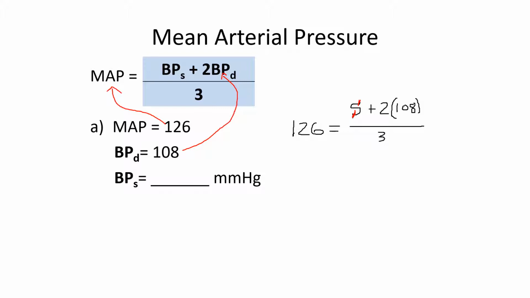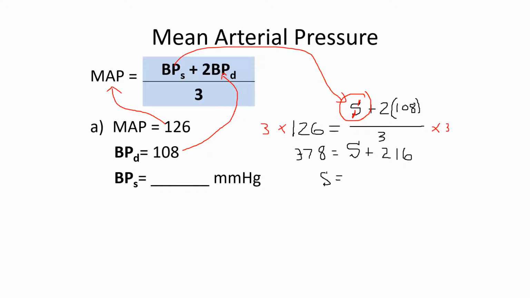You get 126 equals what? Is that a 5? That's an S. Yeah, it's a funny looking S so you don't mistake it for a 5. So that's systolic. That's this value here. So plug in everything and then solve for your missing value, S, systolic. So multiply both sides by 3, because you got 3 in the denominator here. And then we get 378 equals S plus 216. So to get S by itself, we subtract 216, our algebraic computation. And then we find S is 162.